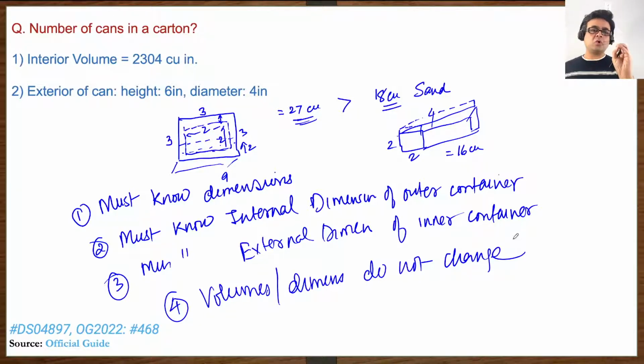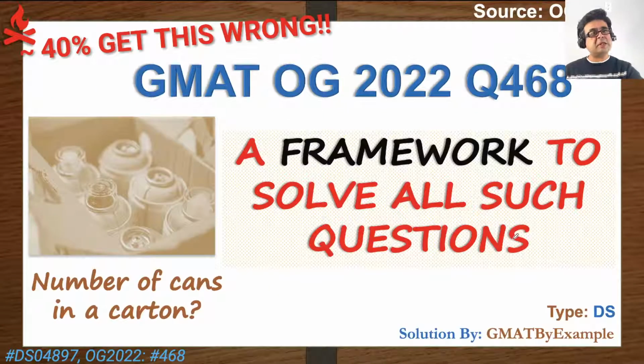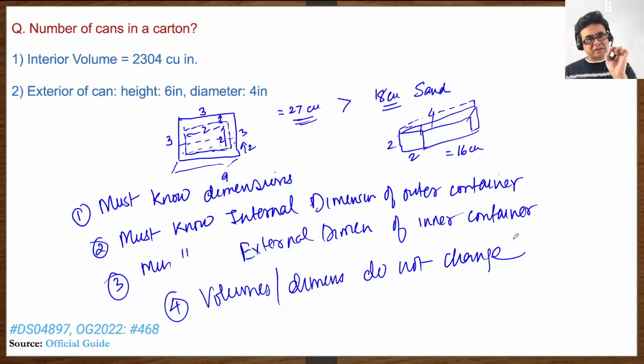These are the four most important postulates to solve these questions. Once you have solved this question and understand this postulate, solving questions like this becomes easy. As you can see, about 40% of people get this question wrong because they don't know how to approach it. Once you understand this approach, you will get most of these questions right.